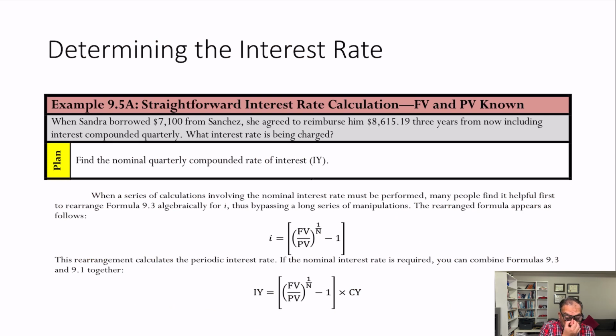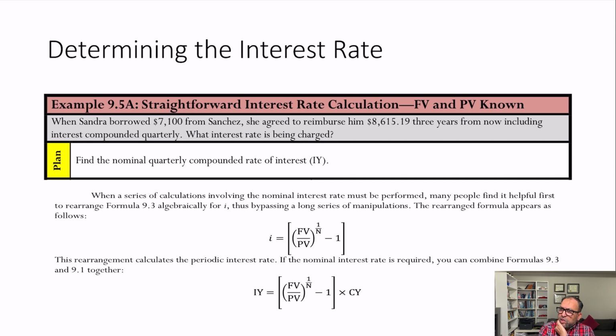Now, if we use the same formula, we can calculate the interest rate as well. Sandra borrowed 7,100 from Sanchez, and she agreed to reimburse him 8,615 3 years from now, including interest compounded quarterly. What interest rate is being charged? Find the nominal quarterly interest rate IY. We can figure out IY with the formula: I is equal to future value divided by present value, exponential 1 over n, minus 1.